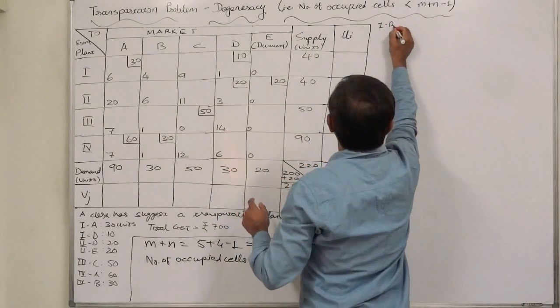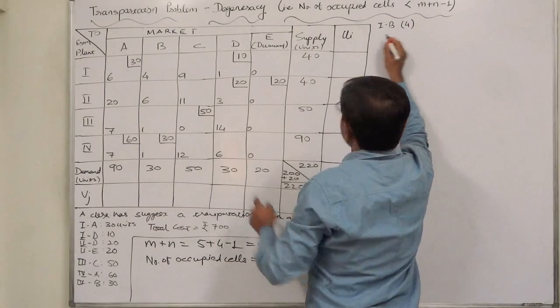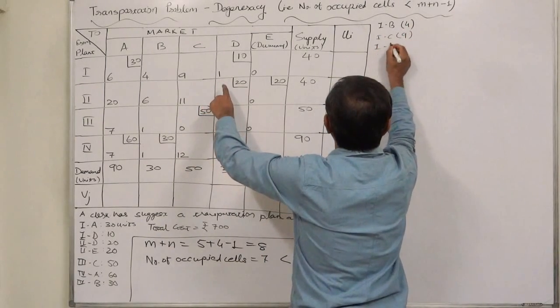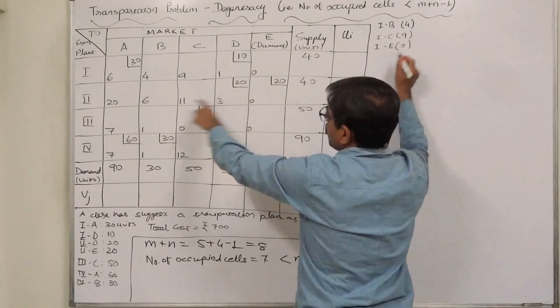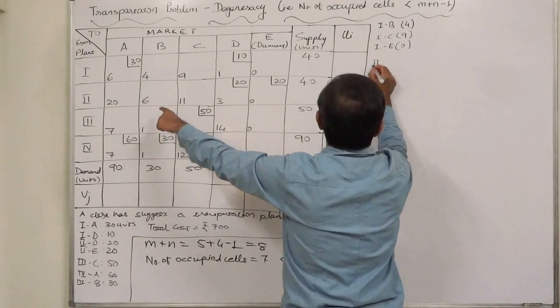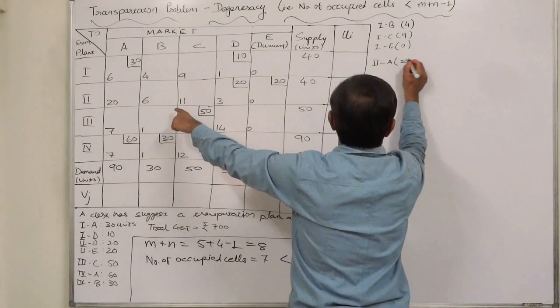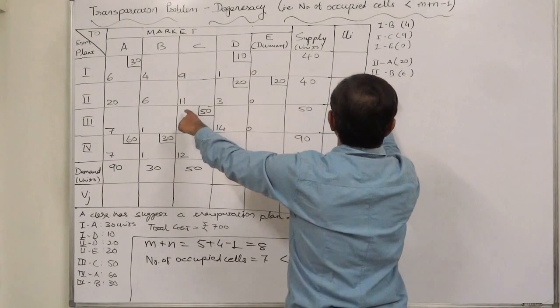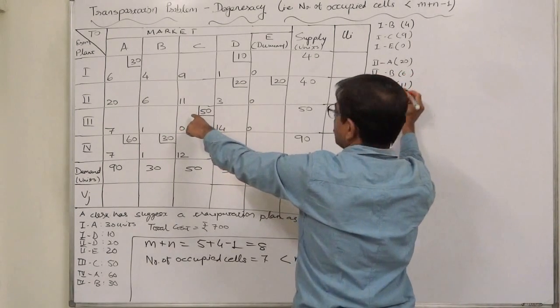1B, the cost is 4. 1C, the cost is 9. 1E, the cost is 0. 2A, the cost is 20. 2B, the cost is 6. 2C, the cost is 11.